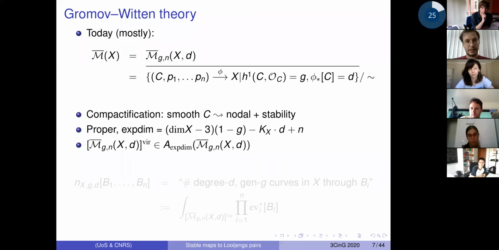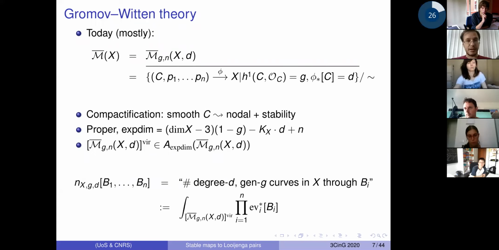And this moduli space has a perfect obstruction theory, with a virtual class in the expected dimension. And the desired quantum invariants that you can extract out of this are computed by, well, if you single out n closed subvarieties in X, the count of degree D genus G curves through these subvarieties will be given by a suitable cap of pullbacks of the classes of these subvarieties against the virtual fundamental class.